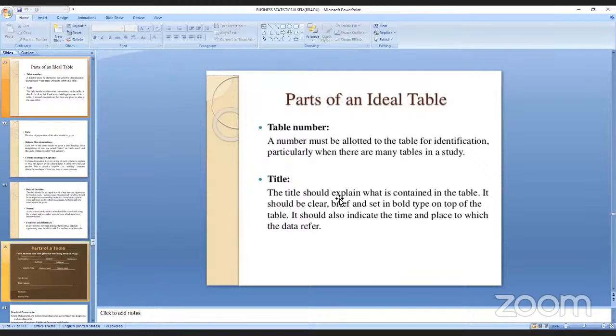Next is the title. The title should explain what the table contains, whether it is a geographical table or another kind. By seeing that title only, we can understand what it is briefly trying to explain. It should be in bold type at the top of the table. And it should indicate the time and place to which the data refers. Are you getting it? Take the screenshot.